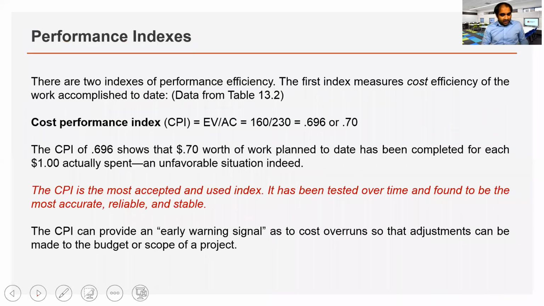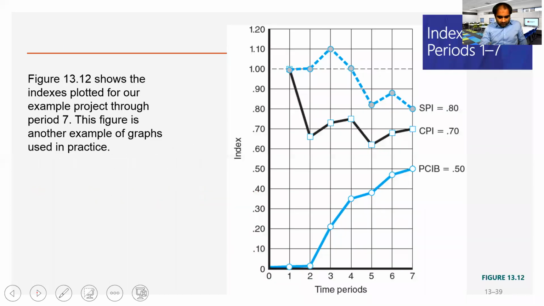Okay, next is some more examples of CPI. Please have a look at what the numbers mean if you have a CPI value less or more than 1. CPI is the most accepted and used index in monitoring project progress. We can also plot graphs to check the overall progress and performance of any project. At the end of each reporting period, look at the CPI and SPI to see how the project is progressing.